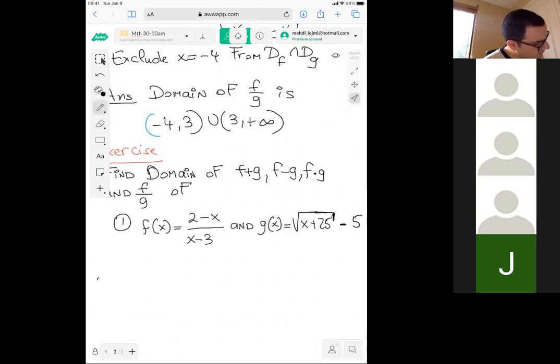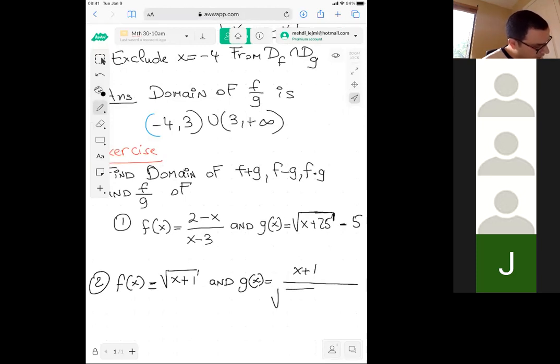And number 2, f of x is the square root of x plus 1, right? And g of x is x plus 1 over the square root of 9 minus x minus 3.